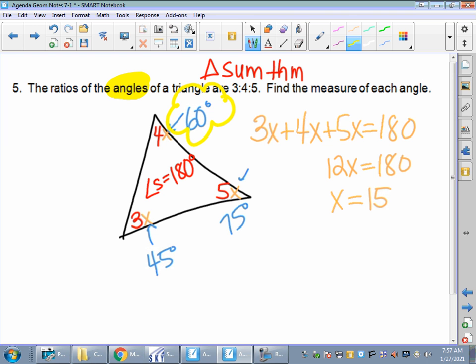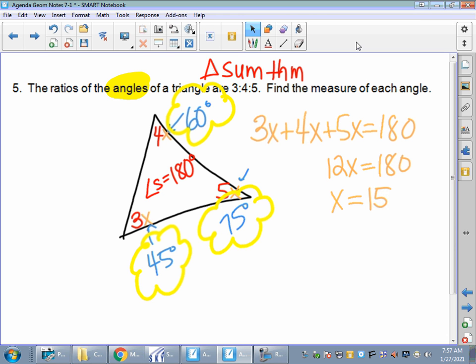And just to check your math, your built-in double check, what should 45, 75, and 60 all add up to? If we did the problem right, it's going to add up to 180 degrees because that's what the angles have to add up to in a triangle.